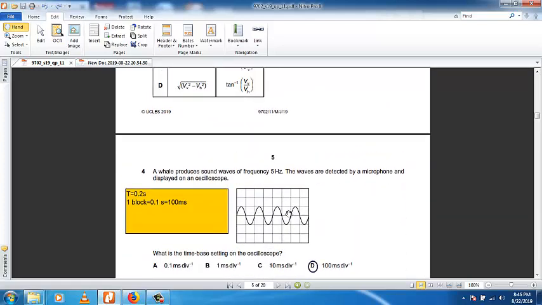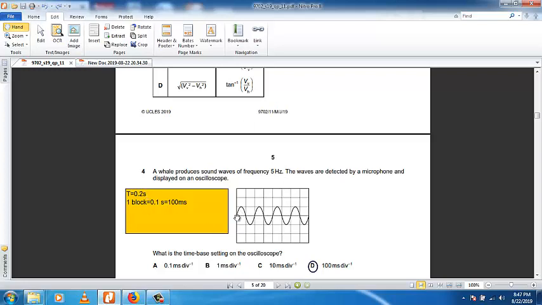Question number 4 says that a whale produces sound waves of frequency 5 Hz. The waves are detected by a microphone and displayed on an oscilloscope. What is the time base setting on the oscilloscope? So what we have to do over here is know that frequency is 5 Hz. So we should know that frequency is equal to 1 over time period. So we can find the time period. 1 over 5 is 0.2, which is 0.2 seconds.